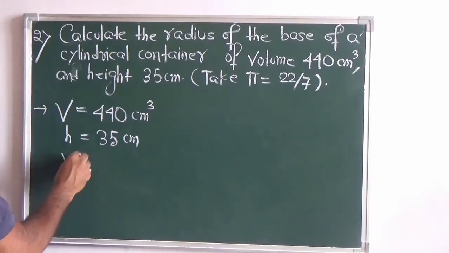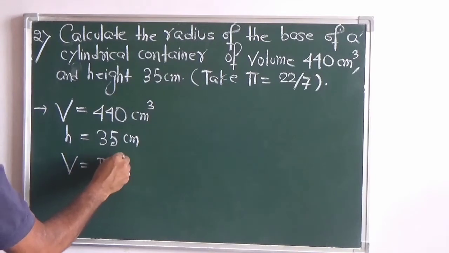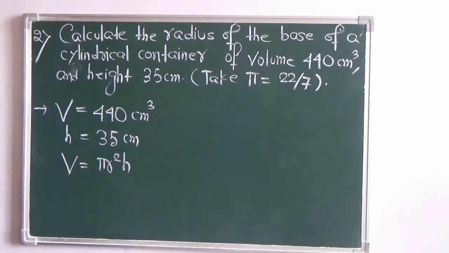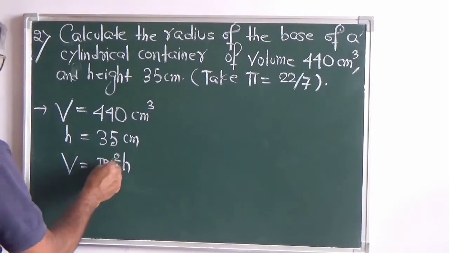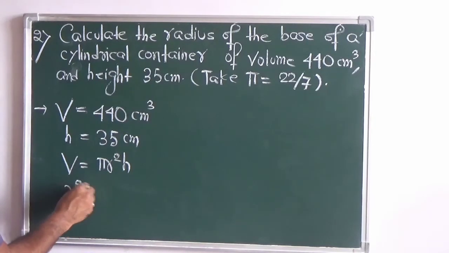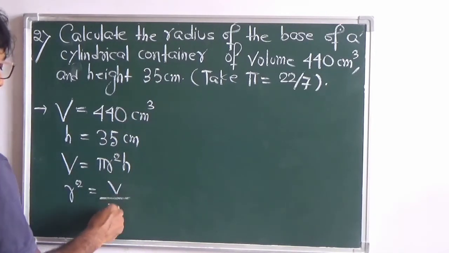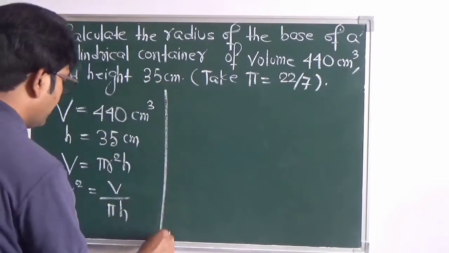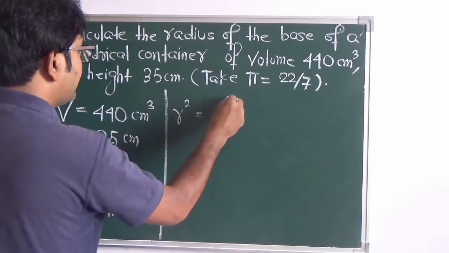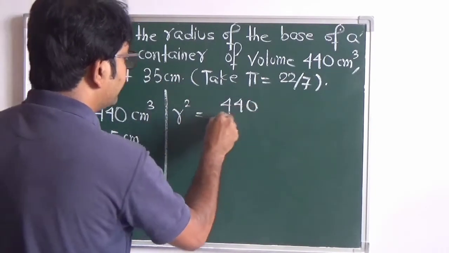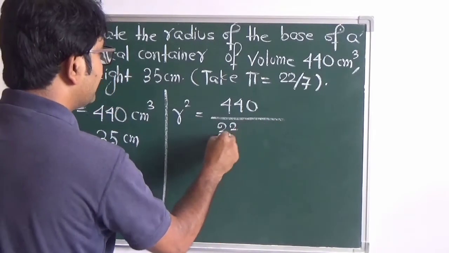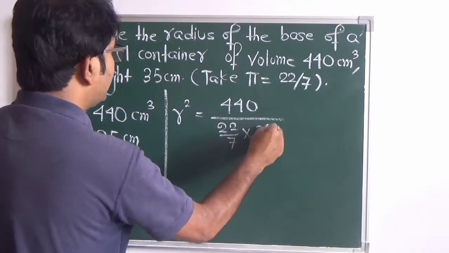Now you need to find the radius. So the formula is V equals pi r square h. So let us substitute, or you can make r the subject. So r square will be equal to V divided by pi into h. So r square is equal to V is 440, pi is 22/7, and the height is 35.